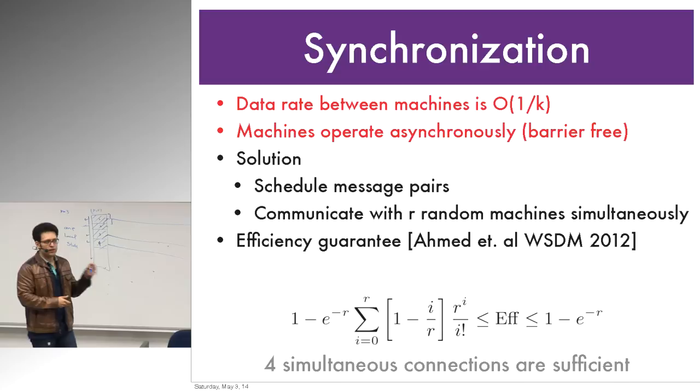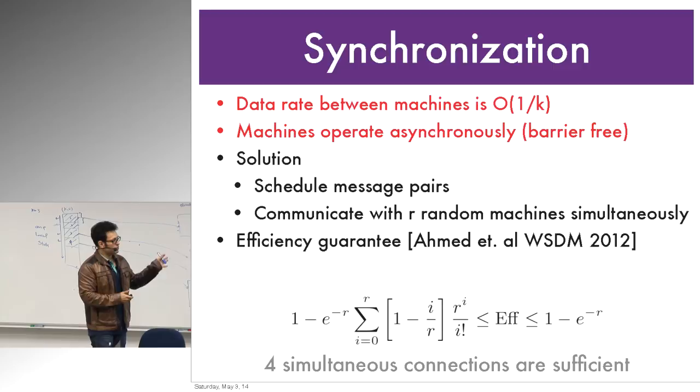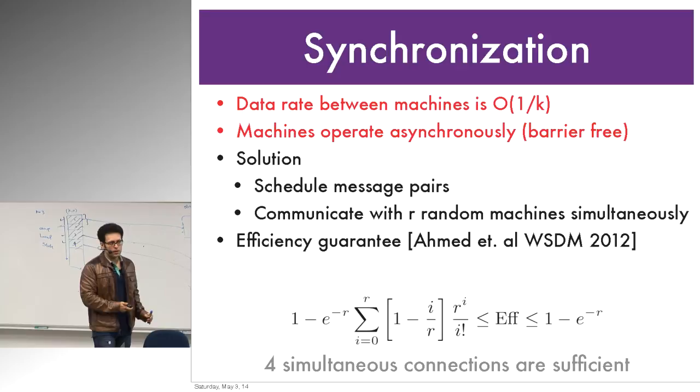Okay? So again, this is machine learning, but you still have to address this system problem. Because if you don't do these things, you have bad synchronization. Bad synchronization means bad convergence, meaning the value can go wrong. Yeah, questions?